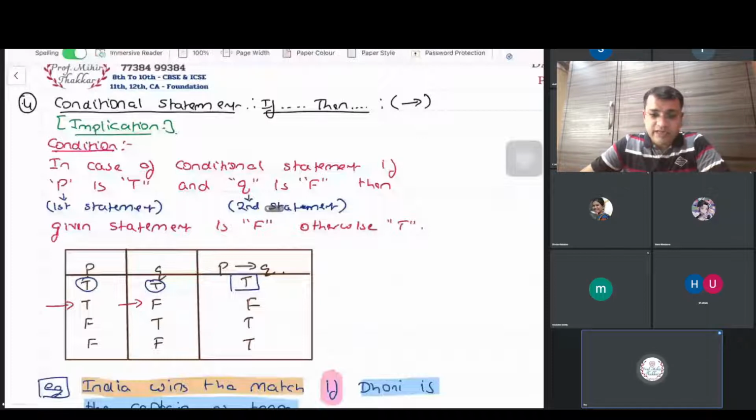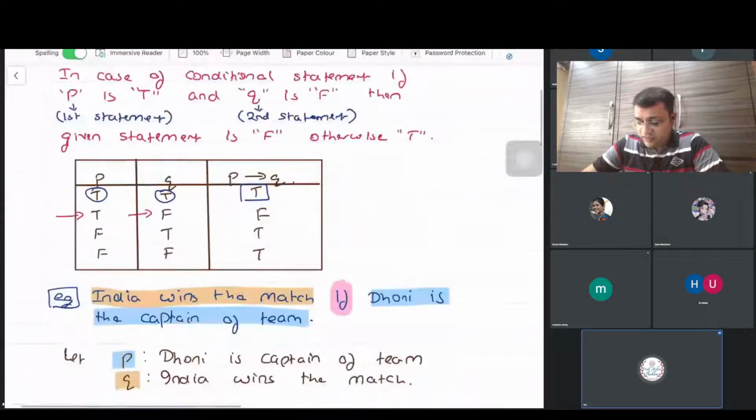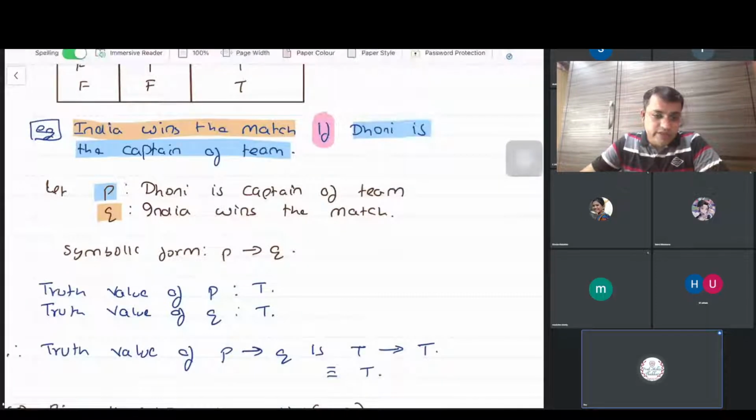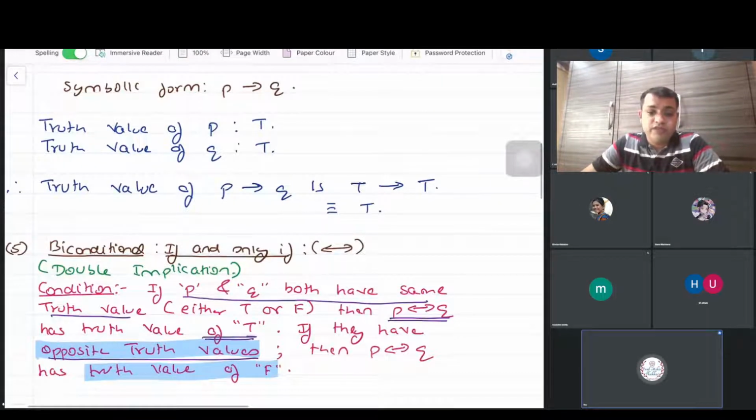So I have written an example over here. India wins the match if Dhoni is the captain. Over here I am assuming that both the statements are true. So I have considered that the truth value of P is T as well as the truth value of Q is T. And therefore the implication, P implies Q, becomes T implies T, which ultimately is nothing but T only.